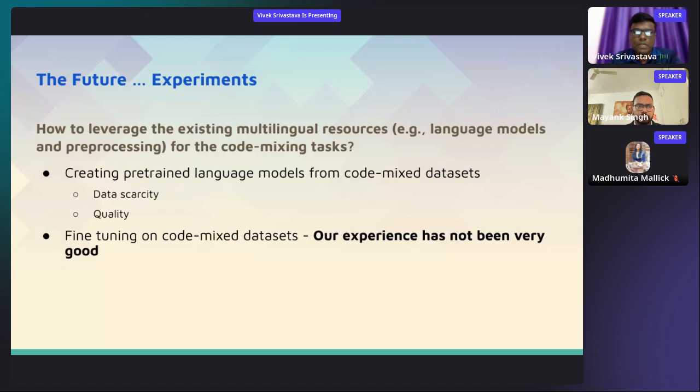Maybe we can first address the data scarcity problem, maybe by creating models that can generate the data and minimizing the humans in the loop, and that will further on help in generating these kind of models.